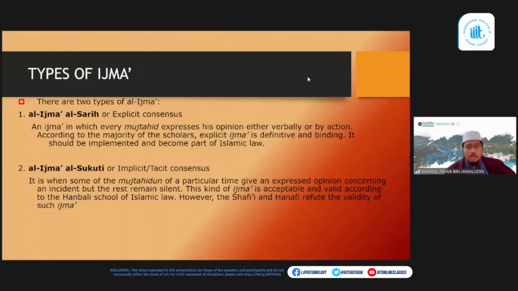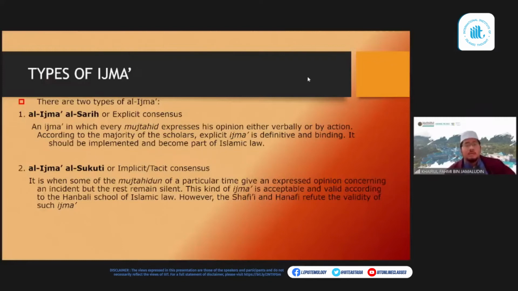Ijma sukuti, on the other hand, is when some mujtahidun of a particular time give an express opinion concerning an incident, but the rest of the mujtahidun remain silent. They don't say anything whether they agree or not. This kind of ijma is acceptable and valid according to the Hanbali school of Islamic law. However, Shafi'i and Hanafi refute the validity of such ijma.